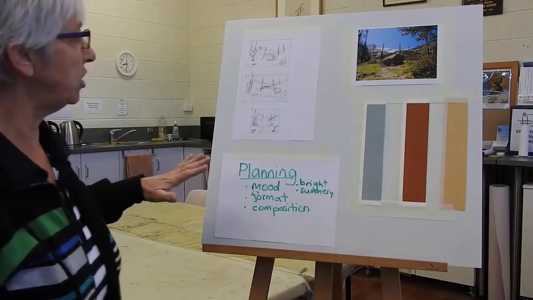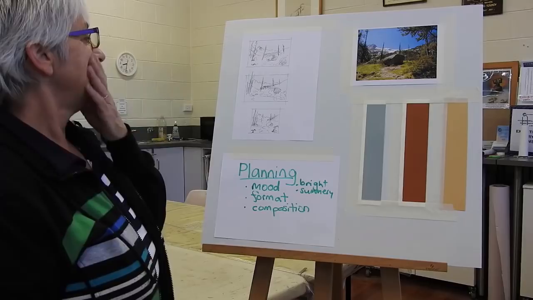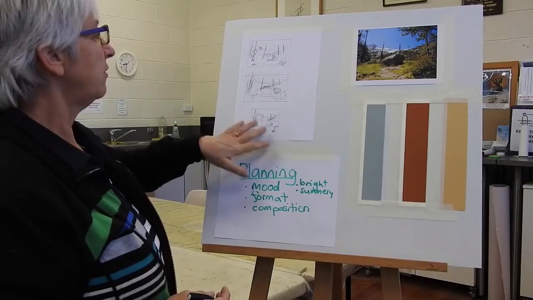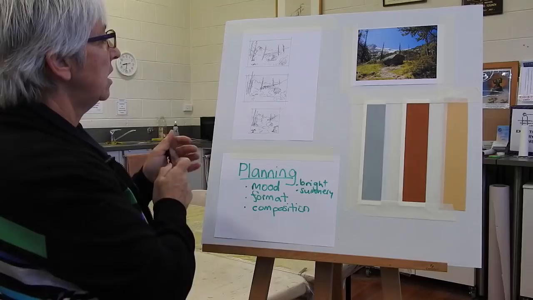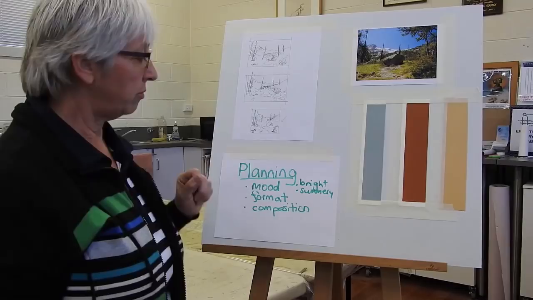I'm going to go... I actually quite like the square one there, because it's focusing in on the mountain and the rock and not giving me too much out to the sides. So let's go with the square one. So now I've made a choice about composition.